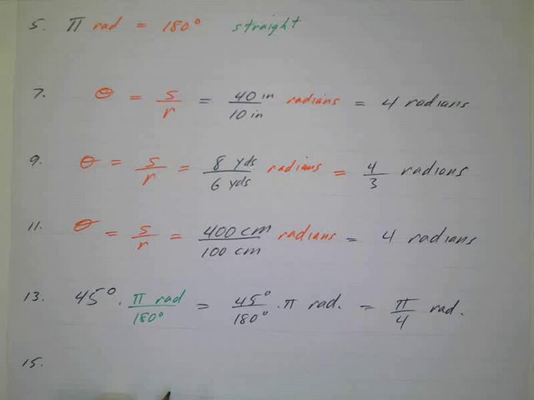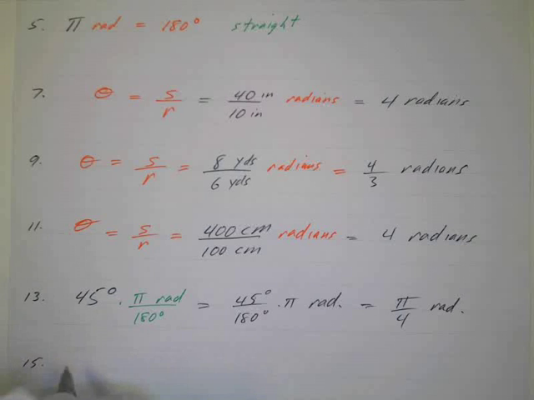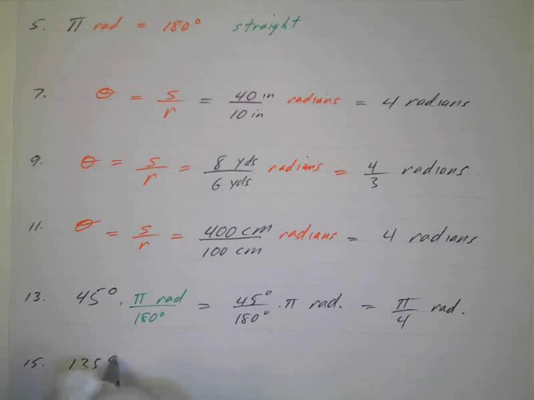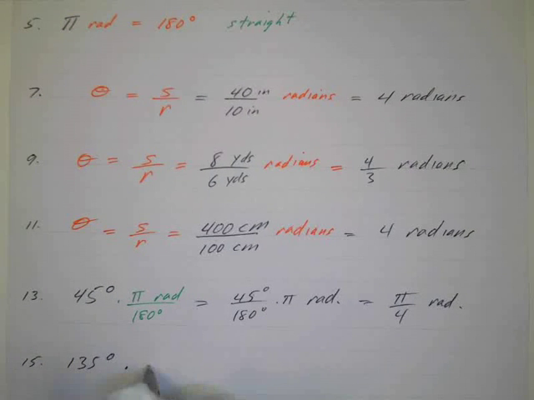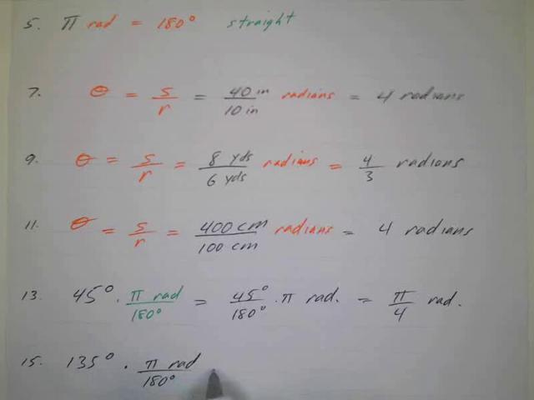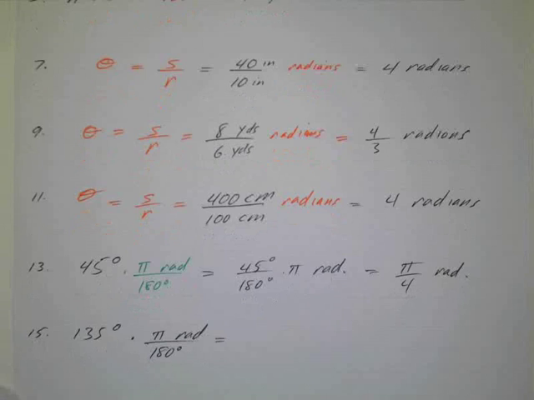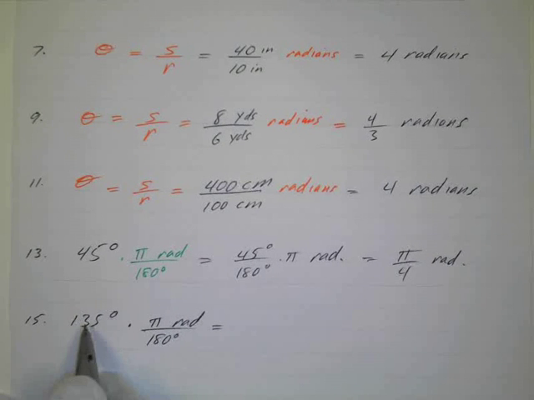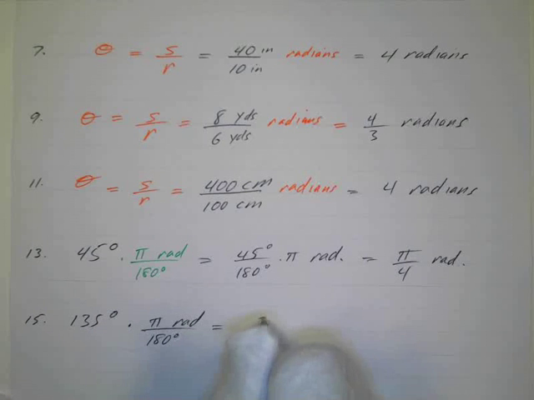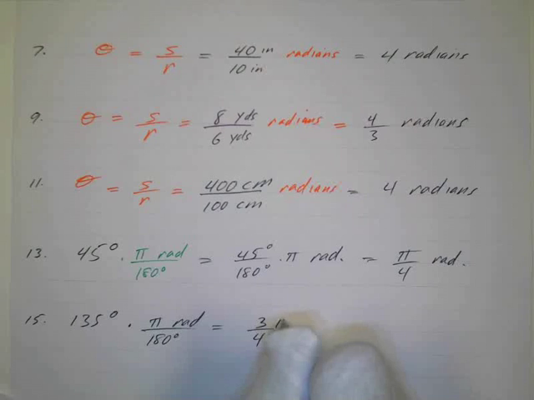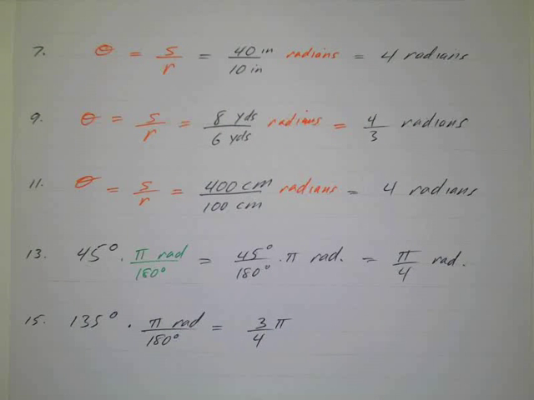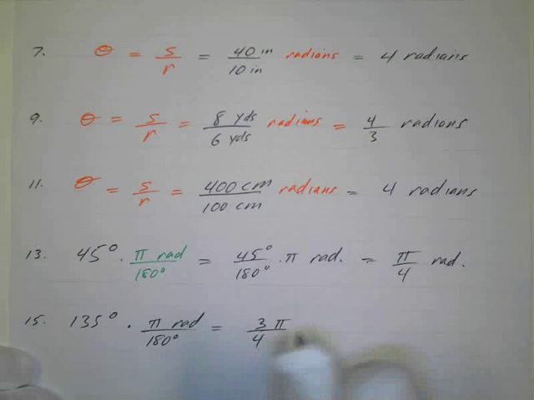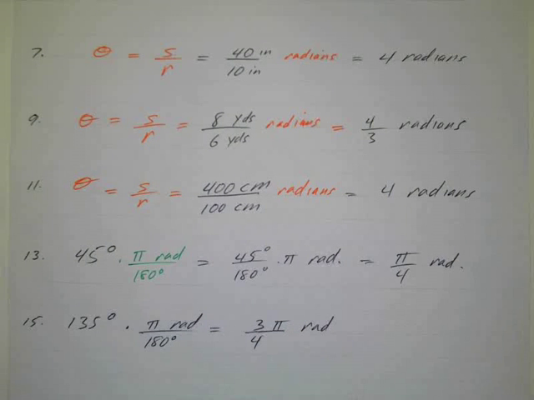Okay, number 15, 135 degrees. And again, I'm going to multiply that by pi radians per 180 degrees. Okay? And again, the degrees cancel. And 45 goes into 135 3 times, and it goes into 180 4 times. So it ends up being 3 over 4 pi, or 3 pi over 4. Sometimes they write it as one fraction like that, and that's just going to be radians.